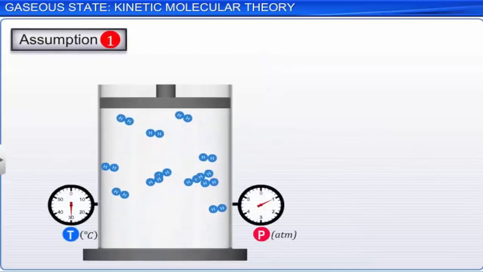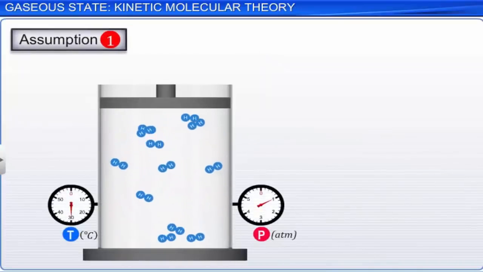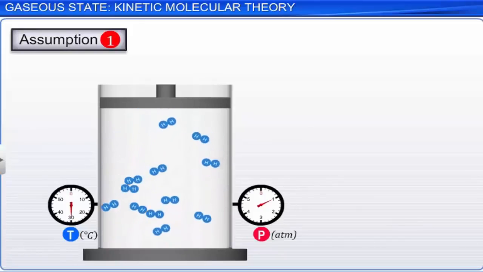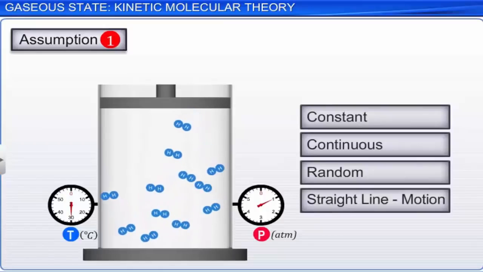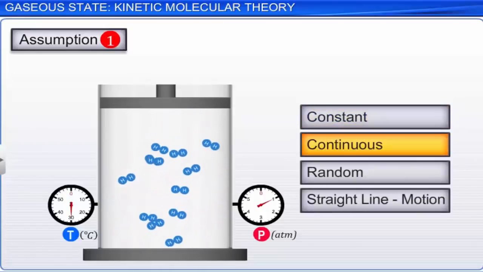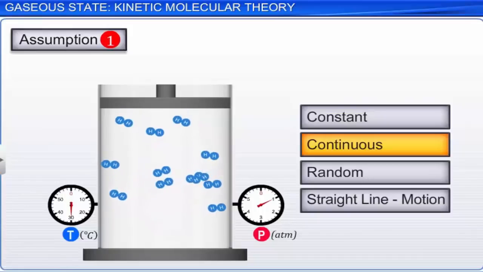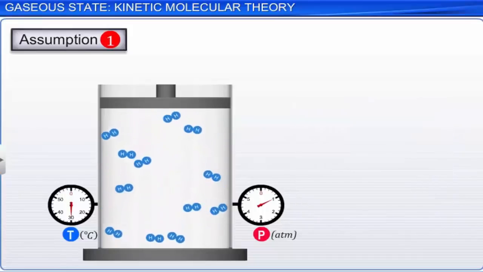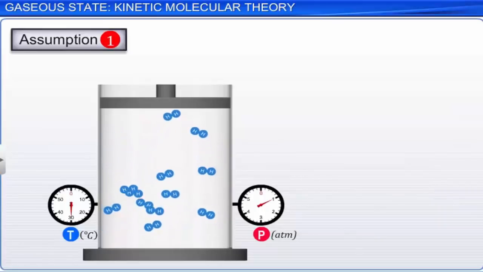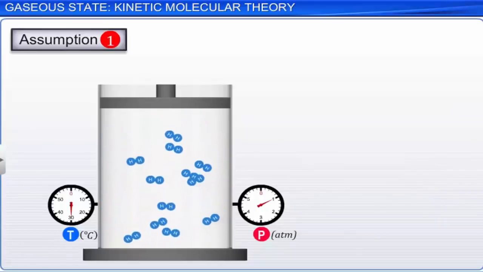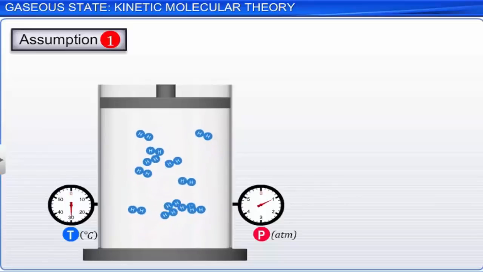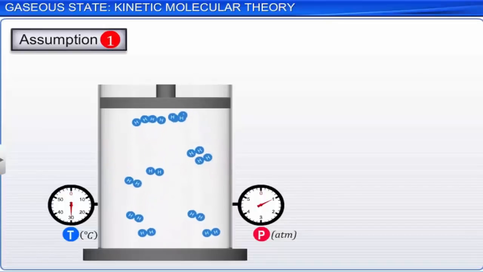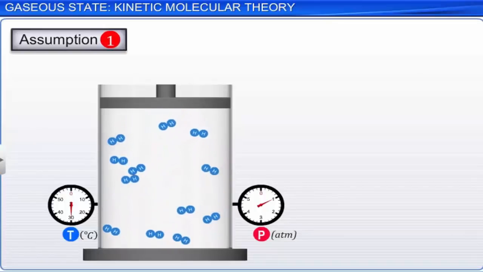Gases consist of very large number of extremely small particles called molecules, which are in constant, continuous, random and straight line motion. During their motion, they collide with each other and against the walls of the container. The pressure exerted by the gas is due to the bombardment of its molecules on the walls of the container.